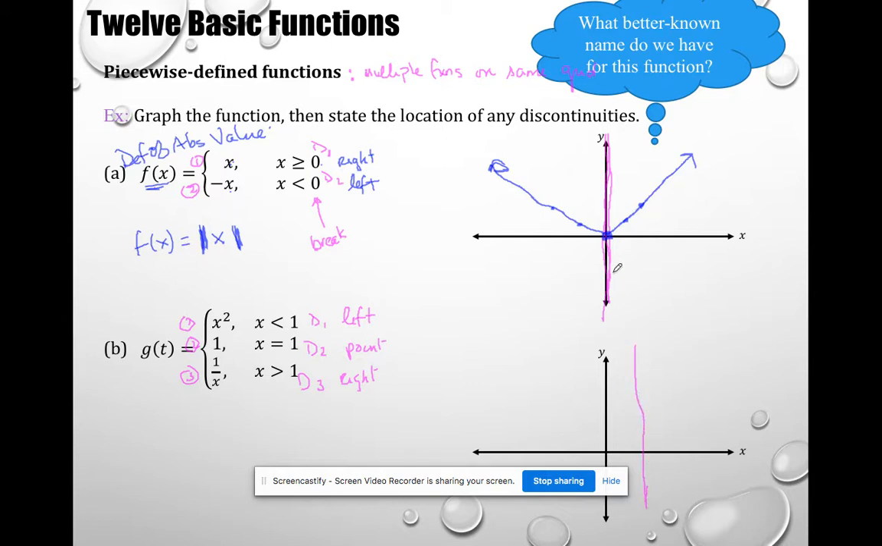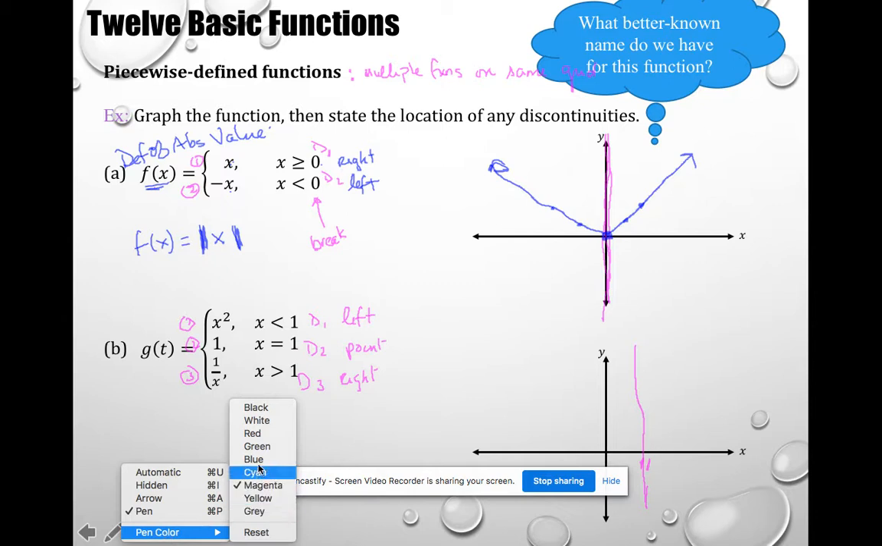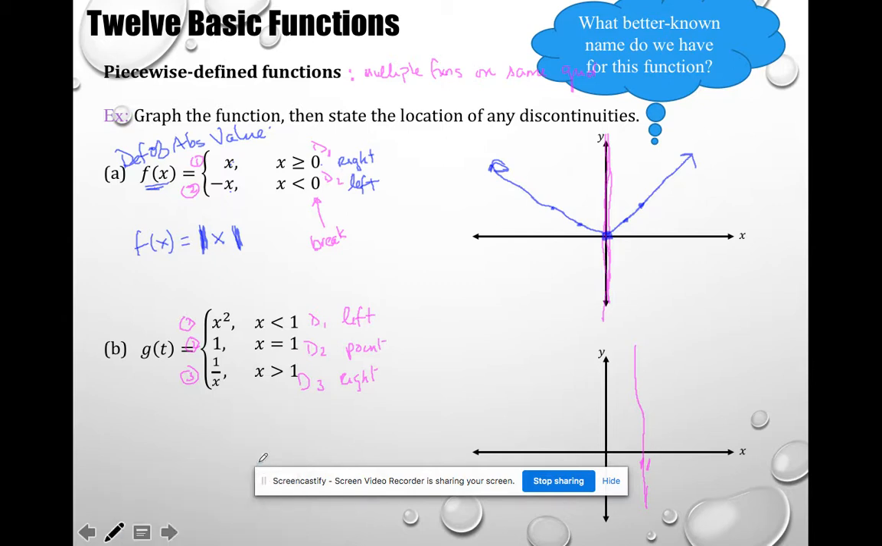And I should erase it. I should have erased this one, right? This is a fake break. This is just me reminding myself that at 1, I have 3 different things to do. So x squared. What does x squared look like when I start at 1? When x is 1, x squared is also 1, right? But I have to put an open circle there. Do you see why?